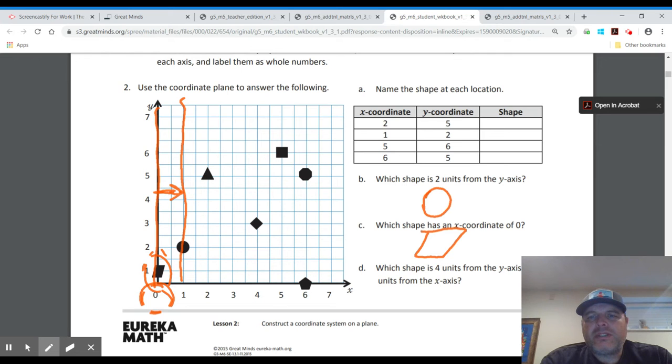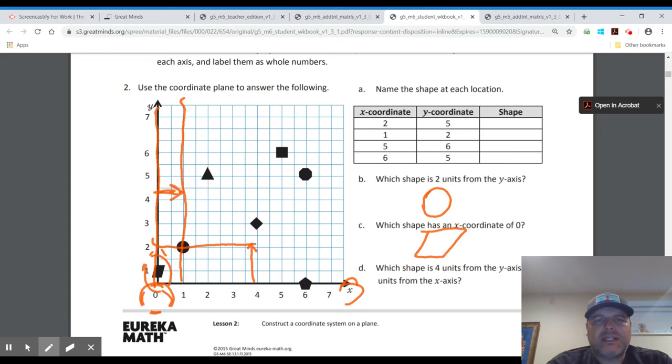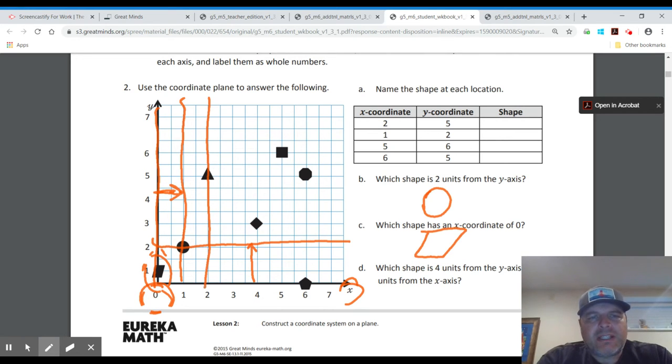Which shape is 4 units from the y-axis and 3 units from the x? Well, let's start with 3 units from x. So this is x, right? So let's go 3 units. So up 3. And this is the 3 units from x, okay? So that's 3 units up. And it says it's 4 units from the y-axis. So wait a minute. So 4 units from the y-axis would be right here. Oh, it wants me to get 2 different things.